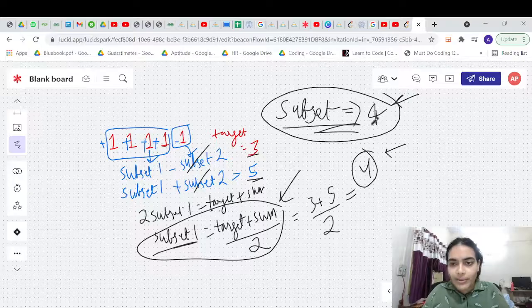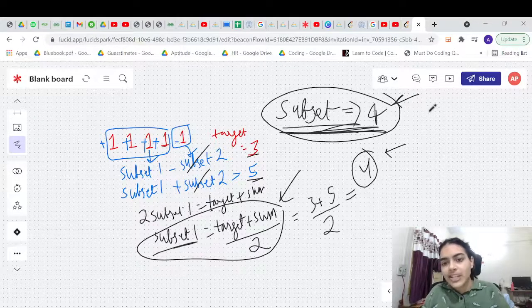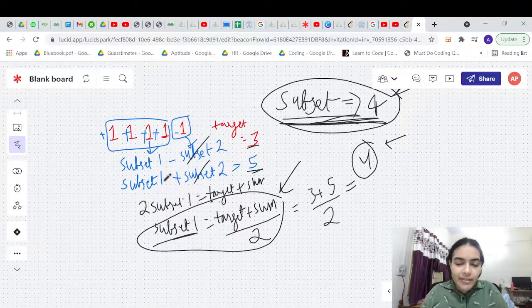Because you build the DP matrix and solve. So basically our problem is reduced to finding this: how many subsets do I have such that my sum is 4? That's it. Once I find the number of subsets with sum 4, I will be able to get my answer.